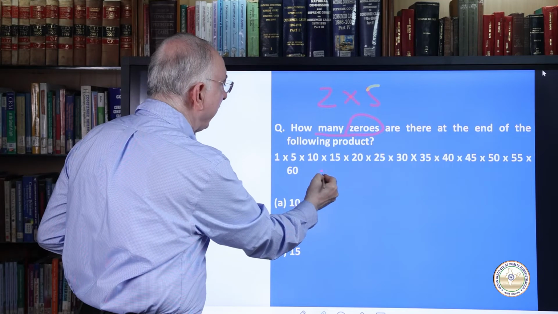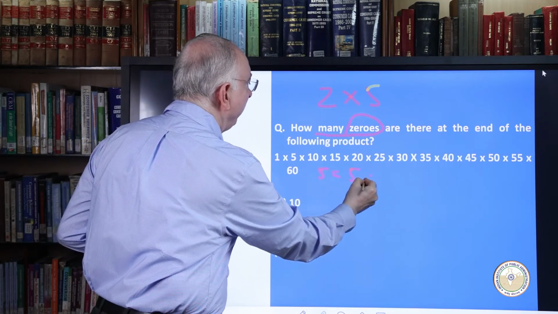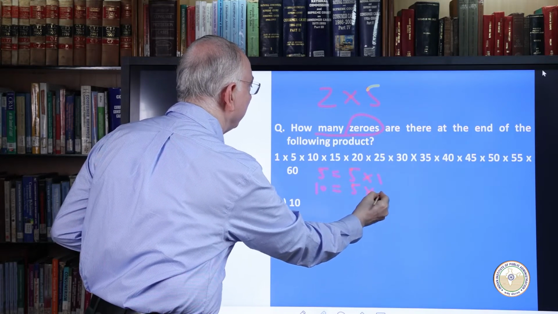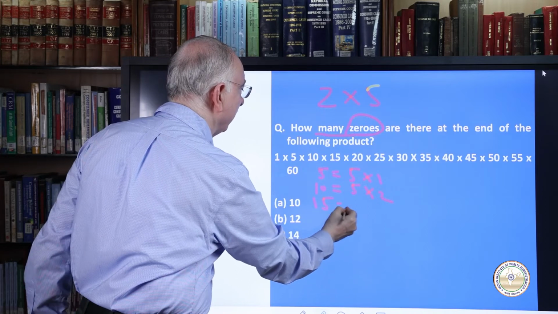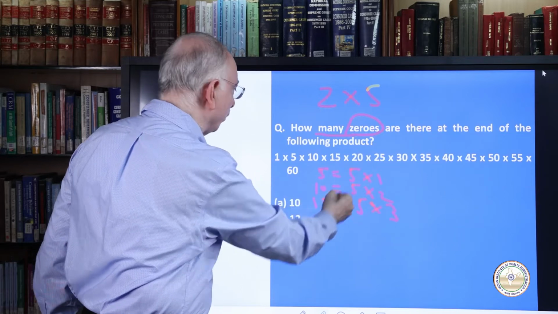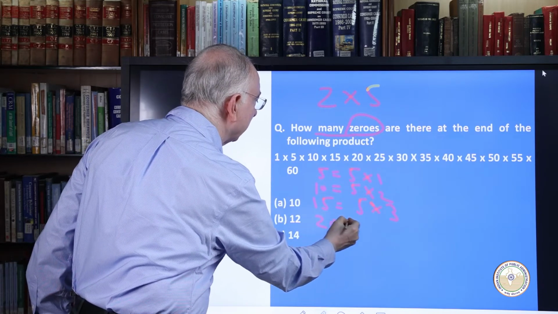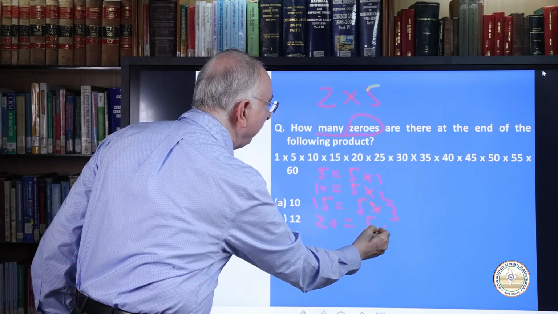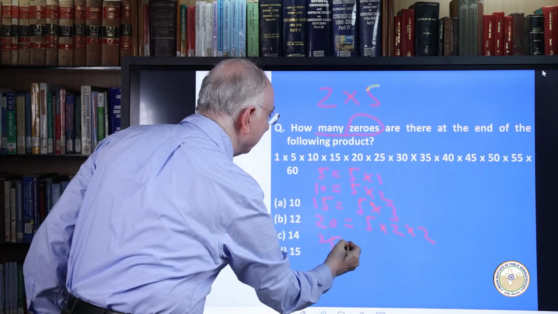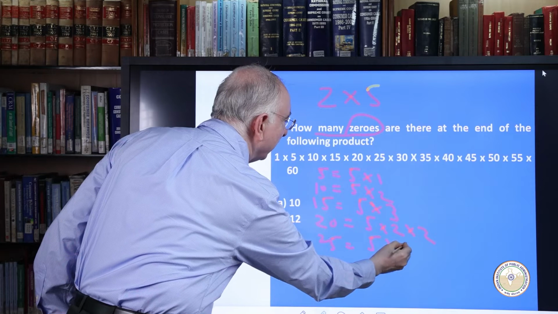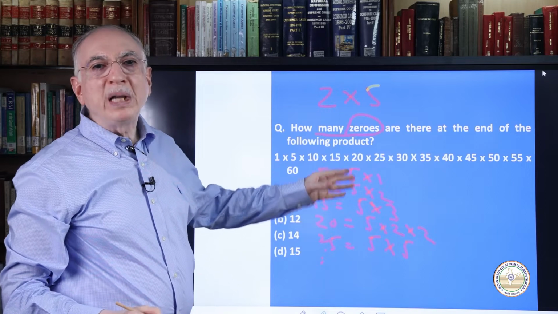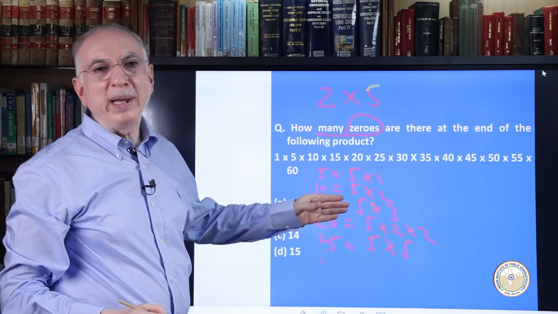Look at this. 5 can be written as 5 into 1. 10 will be 5 into 2, 15 will be 5 into 3. Likewise, 20 will be 5 into 2 into 2, then 25 will be 5 into 5. And if we keep on doing this, we have to count how many 5s are there and how many 2s are there.